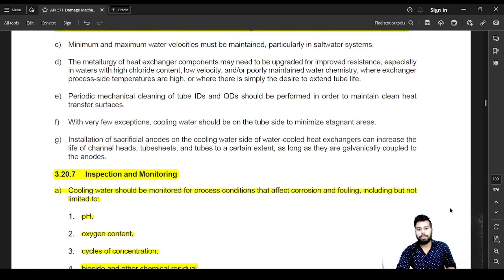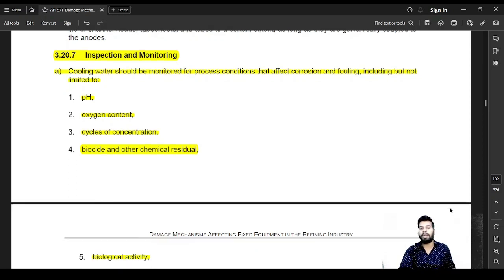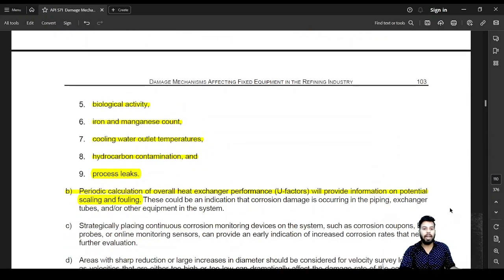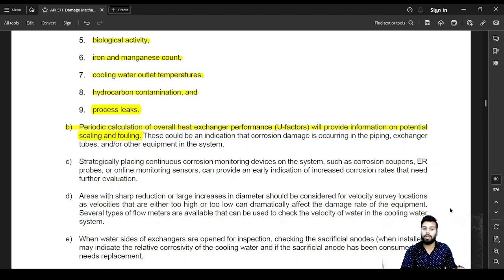Inspection and monitoring: the cooling water should be monitored for the process conditions that affect corrosion and fouling, including but not limited to pH level, oxygen content, cycles of concentration, biocide and other chemical residue, biological activity, iron and manganese count, cooling water outlet temperature, hydrocarbon contamination, and process leaks. Periodic calculation of the overall heat exchanger performance will provide information on potential scaling and fouling.